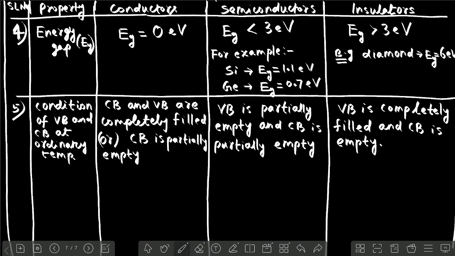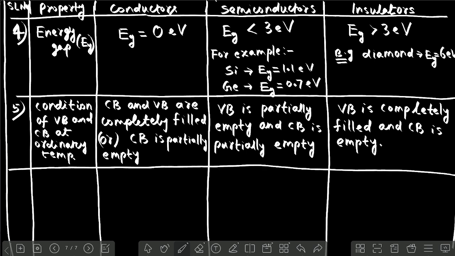Valence band is completely filled and conduction band is empty. So this is the condition of valence band and conduction band at ordinary temperature. Remember this. One mark questions can come, theoretical questions. So you can understand this better in the energy band diagram.